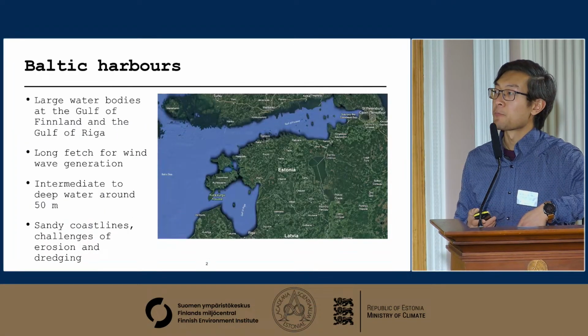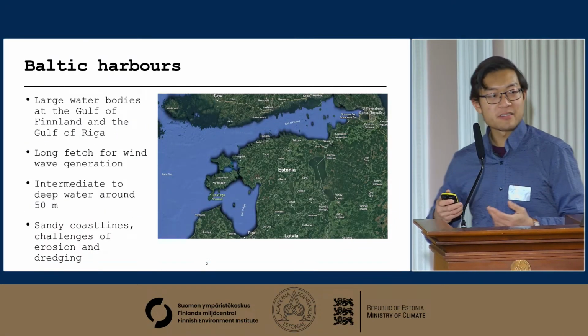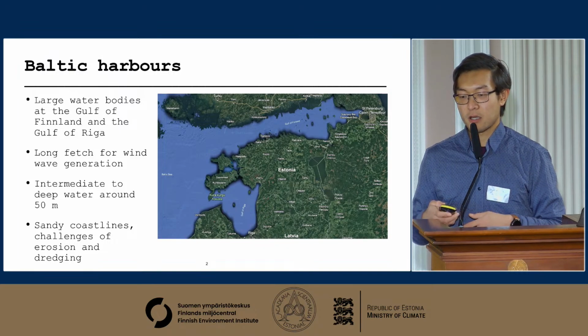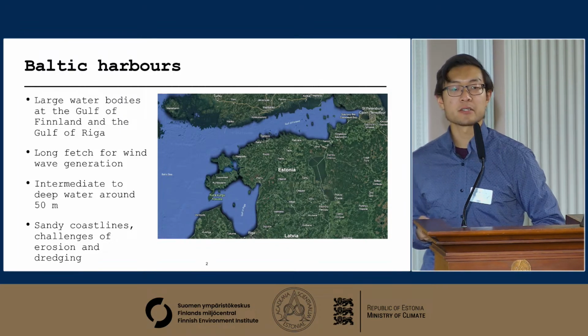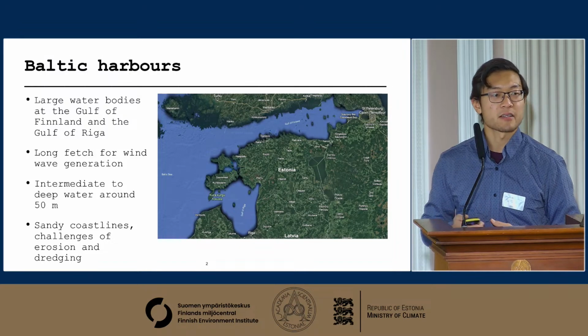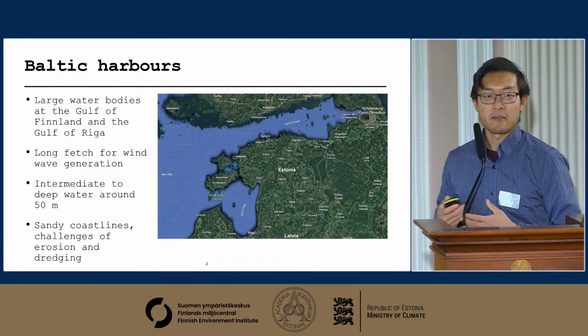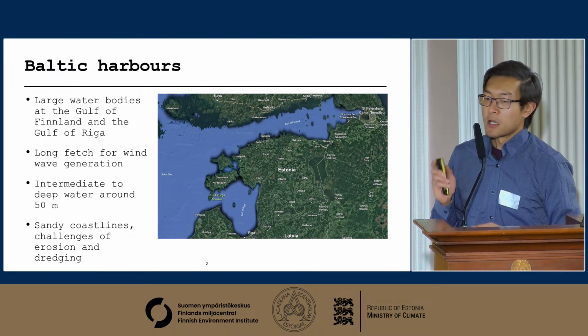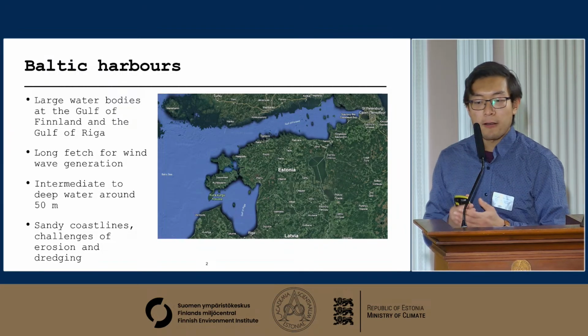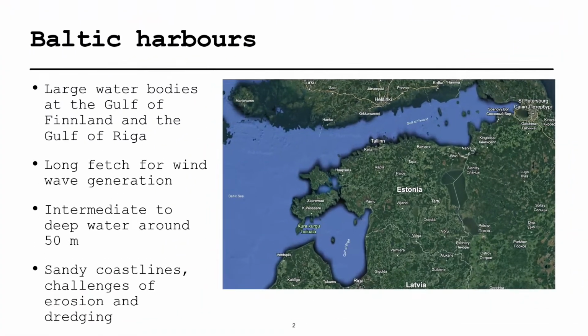So first, we need to look at the Eastern Baltic region and what characteristics we're looking at before we dive into the numerical modeling. First, we see quite large water bodies. As you can see, I have a laser. The Gulf of Finland is a very elongated water body. It's relatively narrow north-south wise, but quite long east-west wise.